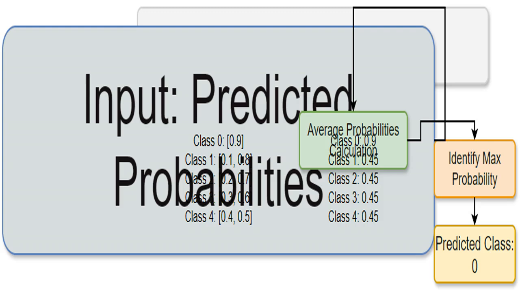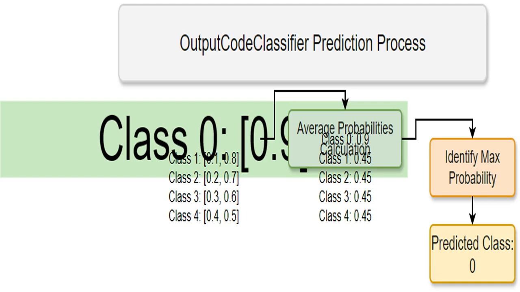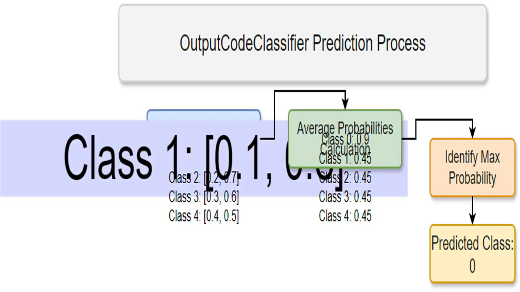Okay, Vamsi, let's start with the input. We're given predicted probabilities for a single data point across 5 classes, 0 to 4. Each class has 2 probabilities because 2 binary classifiers were used internally. It's like having 2 votes for each class. For class 0, the first classifier gave a probability of 0.9. This is a very high confidence prediction for class 0 from that classifier. For class 1, the first classifier is less confident, 0.1, while the second classifier shows much higher confidence, 0.8. This suggests some disagreement between the 2 classifiers.